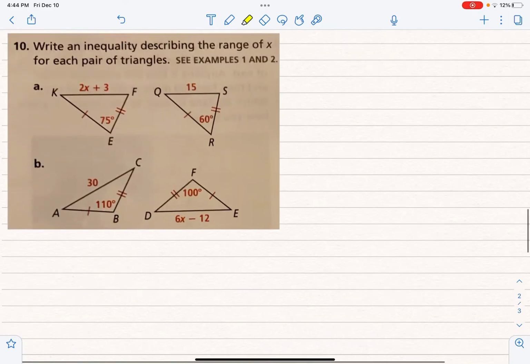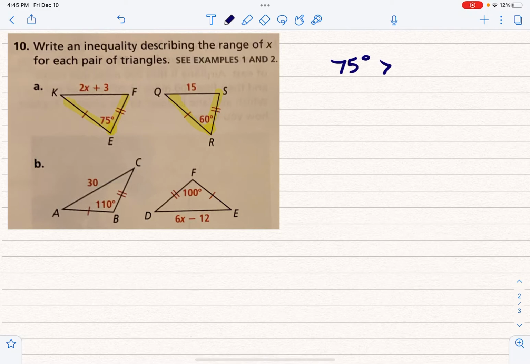All right, now these I can walk through a lot more easily. Again, look at the similarities. This is congruent to this. This is congruent to this. So the only thing we pay attention to is which one's got a bigger angle. And so in this one, one of the things I can see is, well, 75 degrees is bigger than 60 degrees, which means that the side KF has to be bigger than the side QS, which then has to mean that 2x plus 3 has got to be greater than 15.